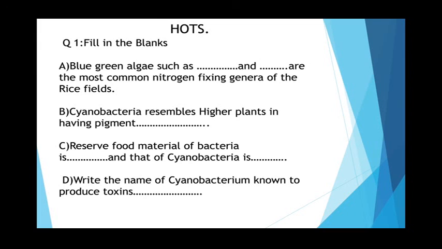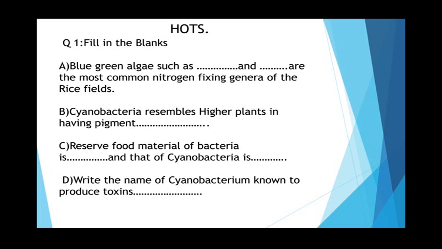Next, we'll take some questions from Cyanophyceae and related to Nostoc. These are a few fill in the blanks questions, which can be asked in the viva of the practical or they can be asked as one-word questions in the theory paper also. Question number 1, blue-green algae such as dash and dash are the most common nitrogen fixing genera of the rice field. In the previous slide, we have talked about Nostoc, right? So we can put blue-green algae such as Nostoc and Anabaena. They are the most common nitrogen fixing genera of the rice field.